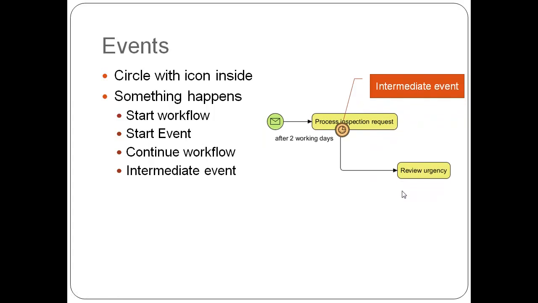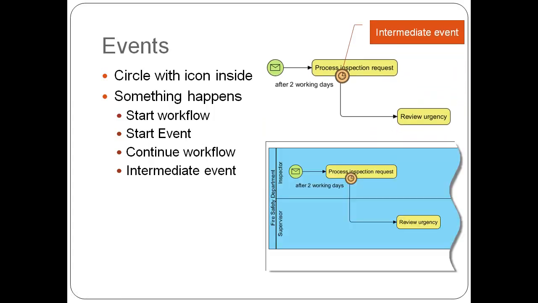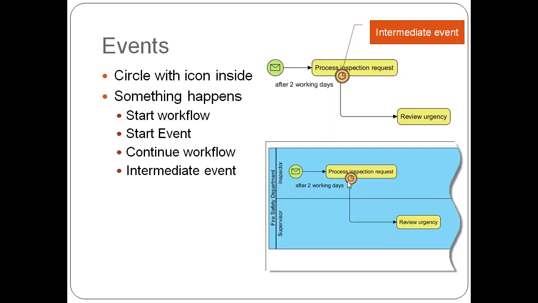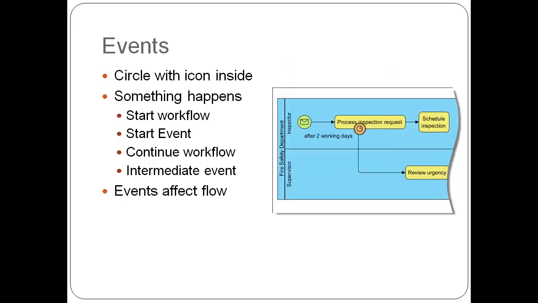And more commonly, it is something like this. When a message arrives at the fire safety department, the inspector will process the inspection request. But after 2 days, maybe there is too much workload, or the inspector is on leave or something, for whatever reason, we can have the 2 days check, then we go to the supervisor to review the emergency, how urgent it is. And the event can affect the flow.